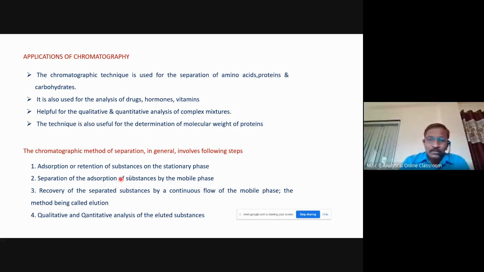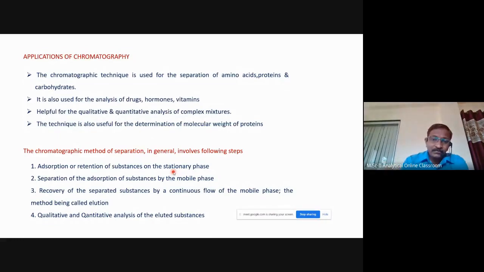So mostly it involves the following common steps. First, the adsorption or retention of the substance on the stationary phase, that is the constant phase. Then the separation, or desorption, of the substance by the mobile phase. Under the influence of the mobile phase, the substances which are retained or adsorbed on the stationary phase have a slow rate of passing through, while those which are not retained or not adsorbed on the stationary phase move fast along with the mobile phase.